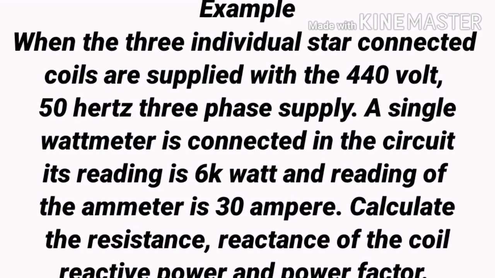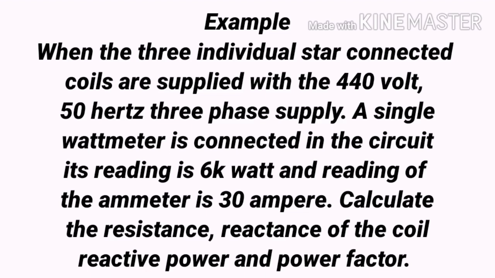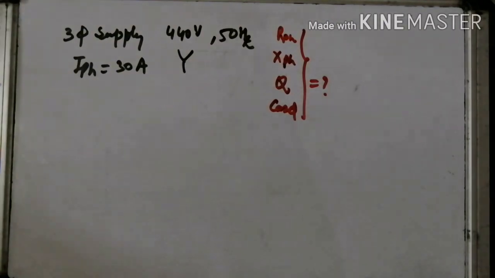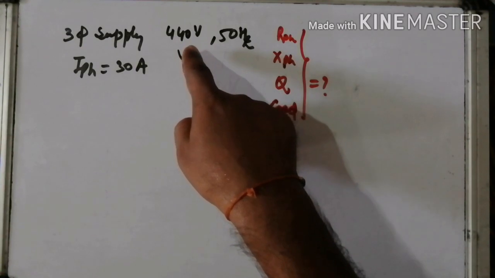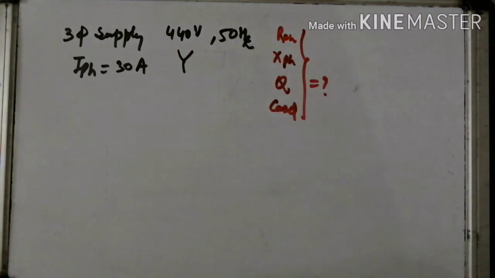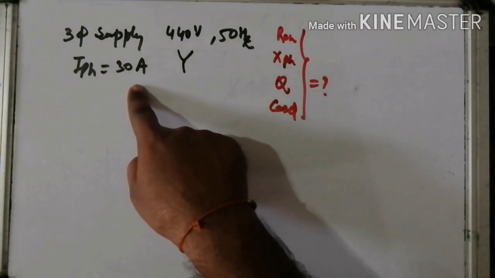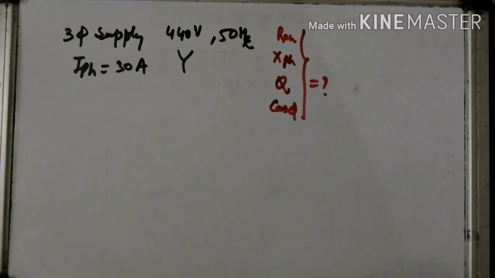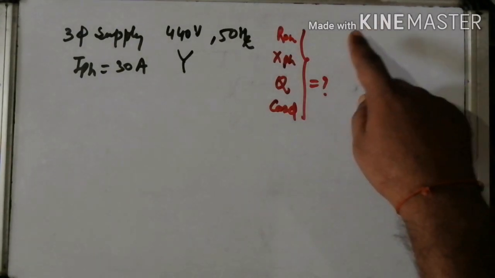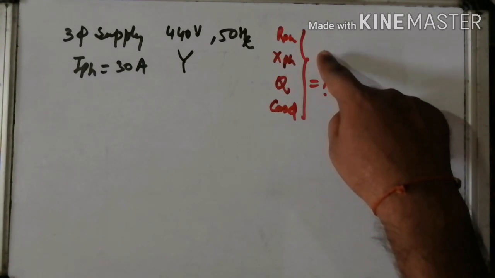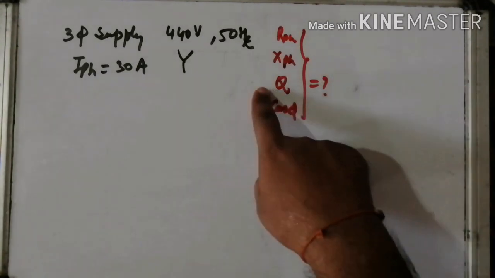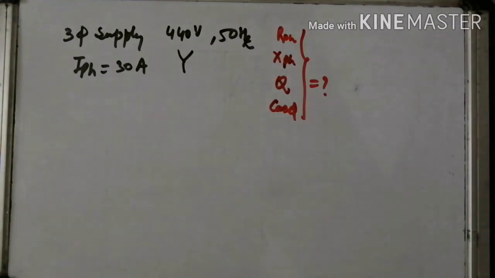Now see the next. Now according to the question, data for the three-phase supply is 440 volt and 50 hertz. The current which is drawn by the source per phase is 30 ampere and it is a star connected load. Now calculate the resistance, reactance per phase, reactive power and power factor.